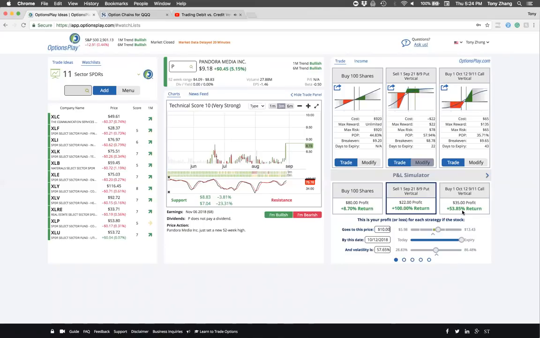If the short option is reaching the point where it might be assigned, does it make sense to close that leg of a spread? If you're referring to a credit spread, absolutely. William, why don't you send me an email at info@optionsplay.com? I'm happy to go over that specific example with you because I don't know if you're talking about a debit or a credit spread.